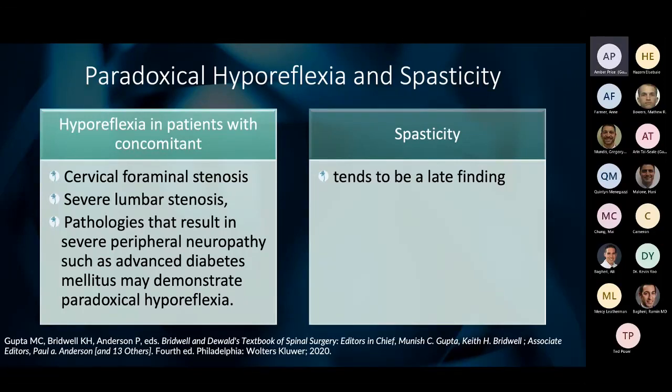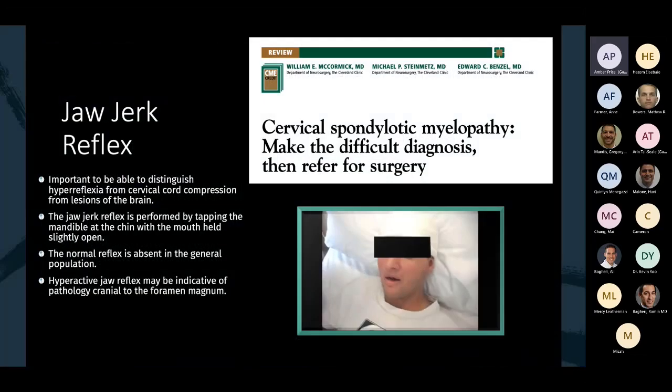It's also important to consider the paradoxical hyporeflexia that can occur with certain concomitant pathologies, such as cervical foraminal stenosis or severe lumbar stenosis, or in cases where patients may have severe peripheral neuropathy, such as in advanced diabetes. So sometimes people are actually hyporeflexive in those states. And then spasticity is important as well, but this tends to be a later finding.